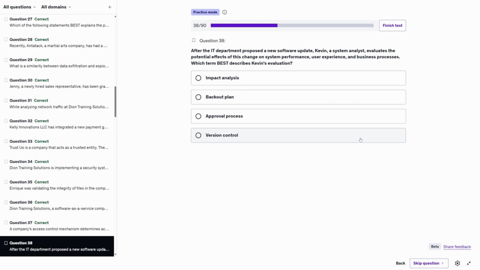After the IT department proposed a new software update, Kevin, a system analyst, evaluates the potential effects of this change on system performance, user experience, and business processes. Which of the following best describes Kevin's evaluation? And I believe this one is going to be impact analysis.